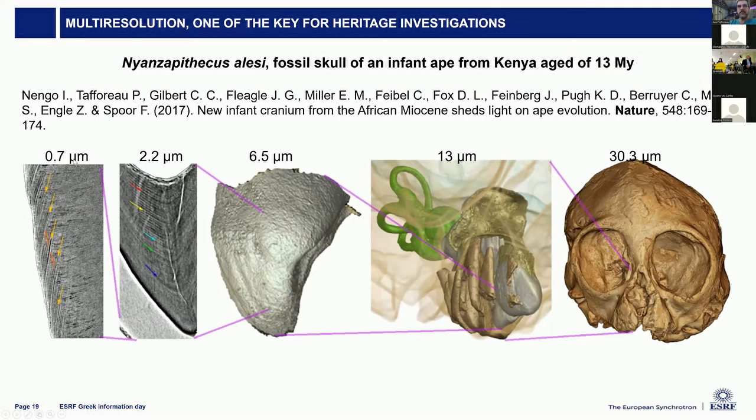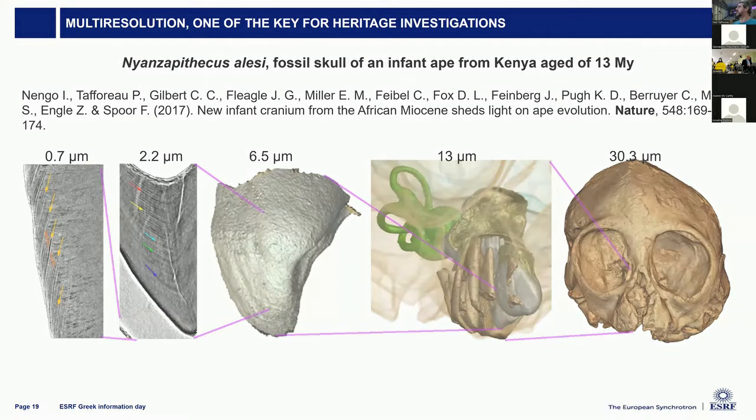And then we go to 0.7 microns. So basically the resolution you would have with a microscope. And in this case, you can see the daily lines recorded in the enamel. Like that, it was possible to calculate the age at death of this young ape. Even if it is 13 million years old, we were able to calculate the age at death with a precision of something like 40 days. So you see there one of the applications of the multi-resolution.